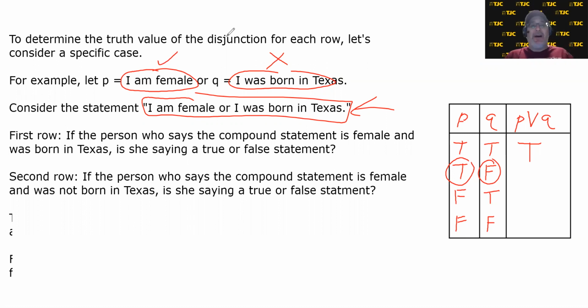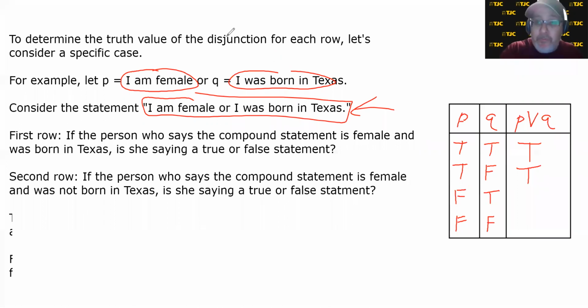But let's say that Hillary Clinton says, I am female or I was born in Texas. Is she telling the truth? Well, she is female. She wasn't born in Texas, but she said or. She'd be telling the truth. Correct, you are female. So in the second row, when the first statement is true and the second one is false, the disjunction is true. Let's go to the third row, shall we?